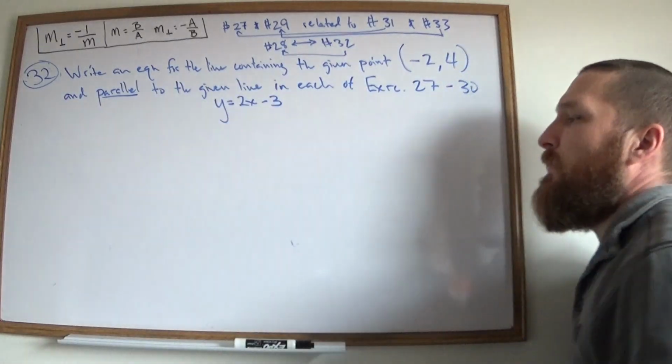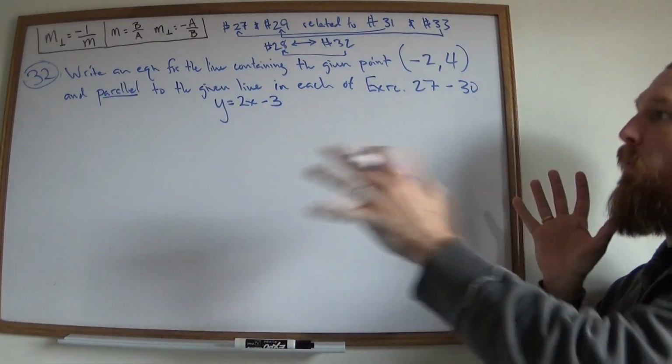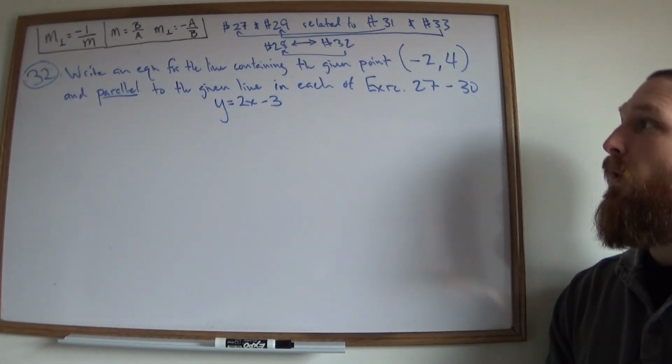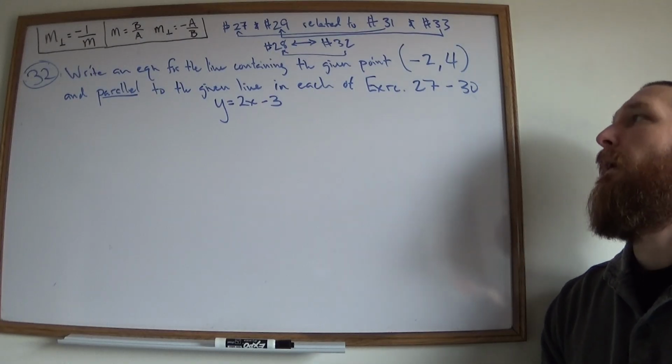So that could be a little confusing. That's why I wanted to do this, so you could see what they're talking about. So now, okay, let's do it. Write the equation of the line containing a point and parallel to a given line.